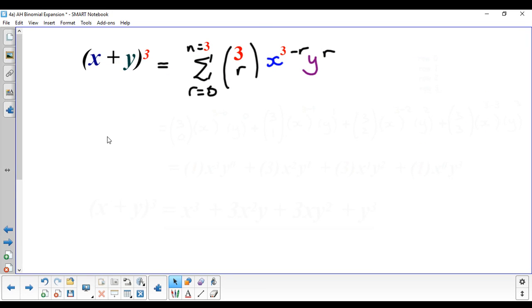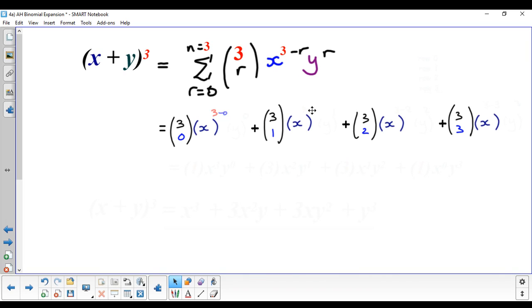Right, so if I asked you to expand x plus y to the 3 this way now, what it means is I'm going to add 3 choose 0, 3 choose 1, 3 choose 2, 3 choose 3. And then after that, I'll have x, and it will start with 3, and it will be x with 3 take 0, 3 take 1, 3 take 2, 3 take 3. I wouldn't write that, I would just find a number. And then y would start with 0, the 1 will be a 1 there, the 2 will be a 2 there, and the 3 will be a 3 there.